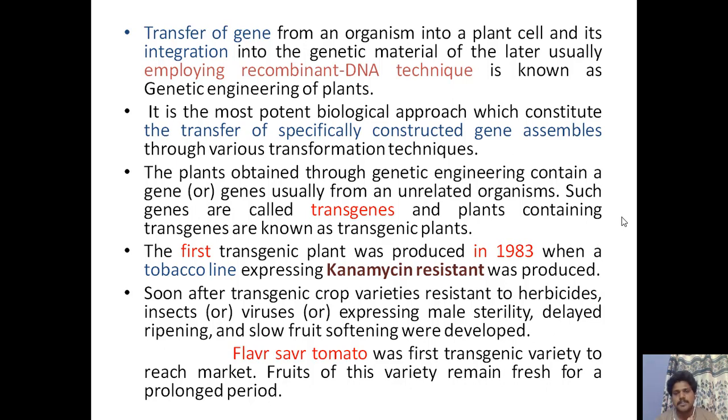The first transgenic plant was produced in 1983 when a tobacco line expressing kanamycin, an antibiotic resistance, was produced. Soon after, transgenics have been produced in many plants resistant to herbicides, insects, viruses, or expressing male sterility, especially in the case of the barnase and barstar systems. Delayed ripening or slow fruit softening were also developed. I have already told this example in the previous classes: the Flavr Savr tomato, regarded as the first transgenic variety to reach the market, which has a prolonged shelf life, remaining fresh for a prolonged period of time.